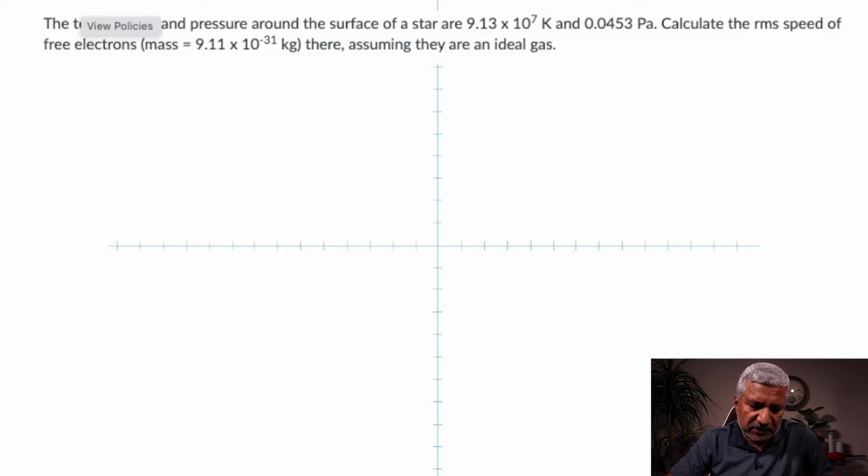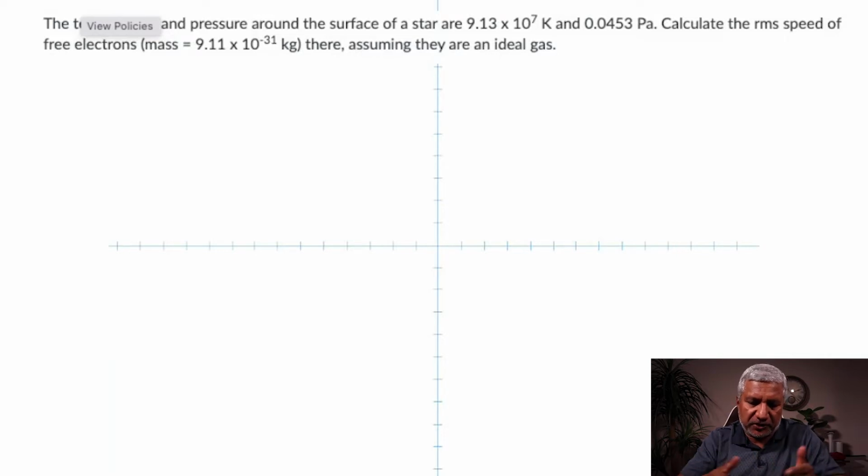So here is the temperature given and the pressure. You notice the pressure is very low. No atmosphere, no air. Look at the pressure. It's 0.0453 pascals. What's the pressure on the earth? Anybody else? What's the atmospheric pressure? It's big. It's 101,325 pascals, more than 100,000 pascals.